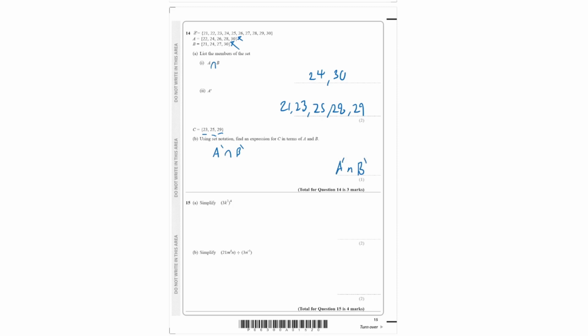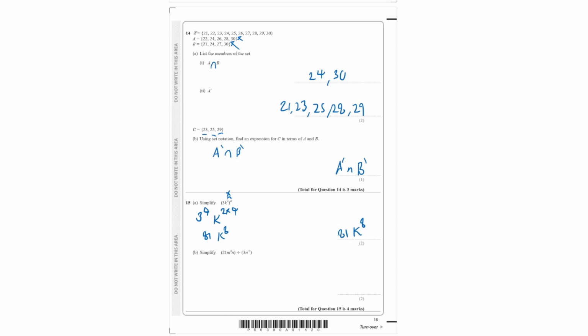Question 15, simplify 3k squared, whole to the power of 4. Now we can actually put power 4 to everything. 3 to the power of 4, k to the power of 2 times 4. Now, any power inside the bracket is multiplied by the power outside the bracket. 3 to the power of 4 is 81. K to the power of 2 times 4, we can write that as k to the power of 8. So 81k to the power of 8.